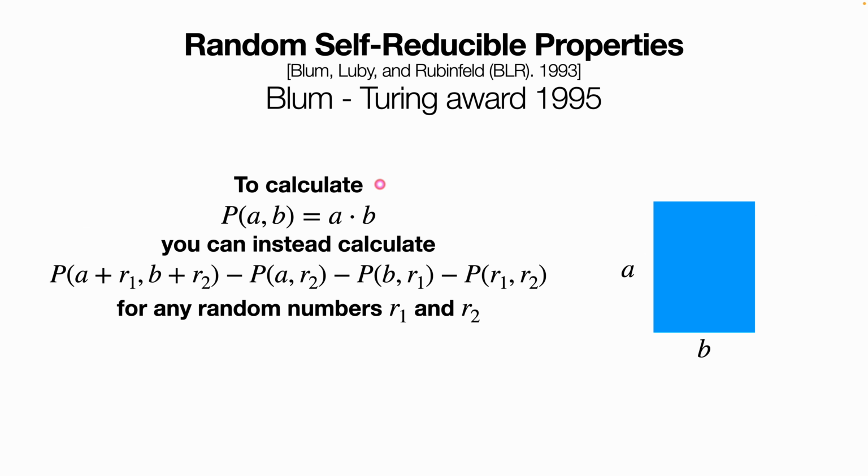So let's get started. Blum, Luby, and Rubinfeld introduced random self-reducible properties in their famous BLR paper in 1993. Blum received a Turing Award shortly after. This and the next 5 slides exemplify a randomized self-reduction via integer multiplication. You want to calculate a multiplication operation with a function P, taking A and B as parameters.